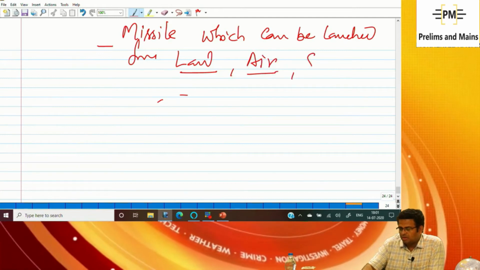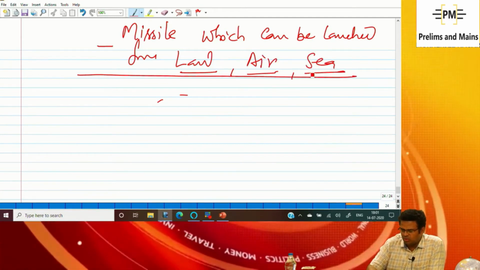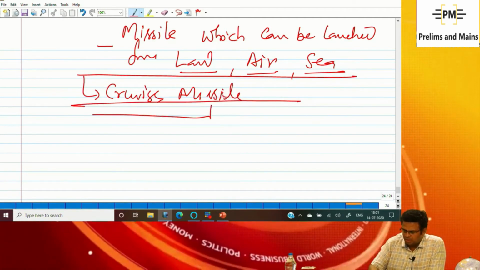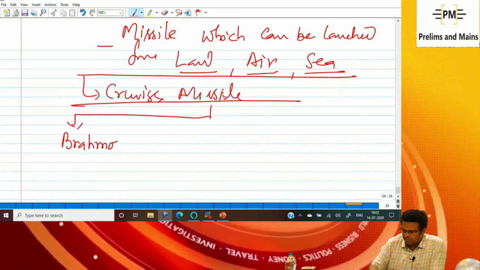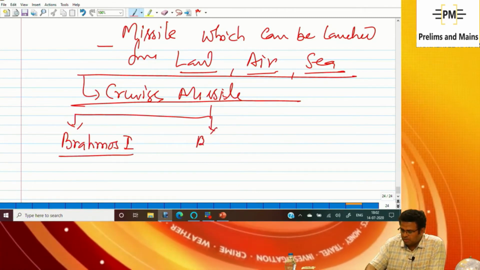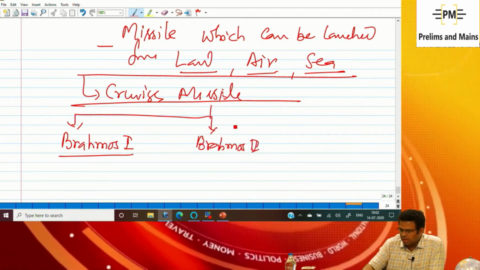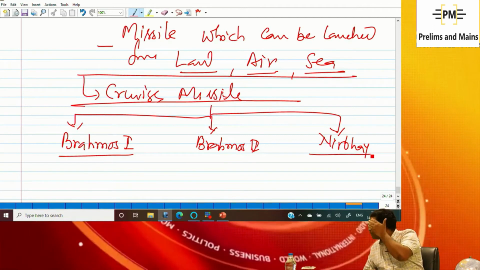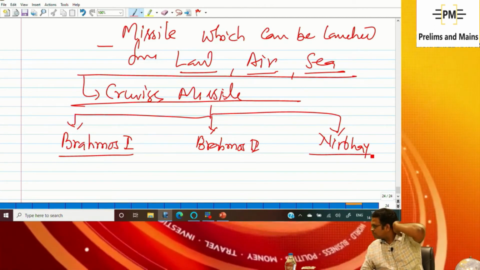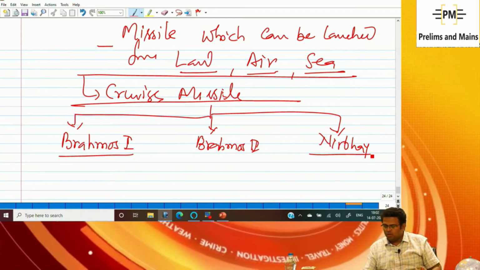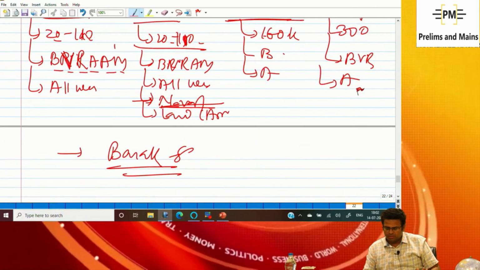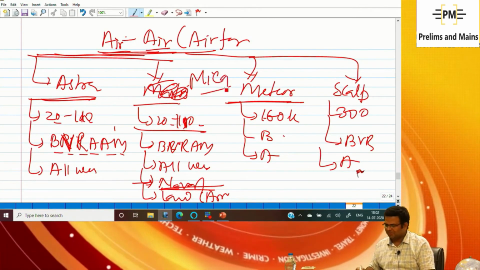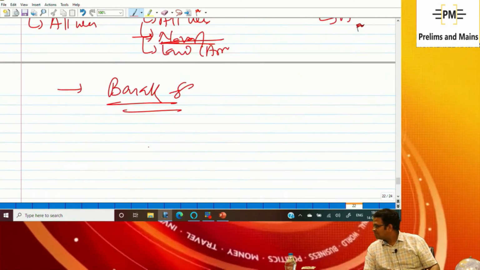These, at present, we can say are cruise missiles, and better to say BrahMos 1, BrahMos 2 and Nirbhay. Clear? Air to air it is Mika.